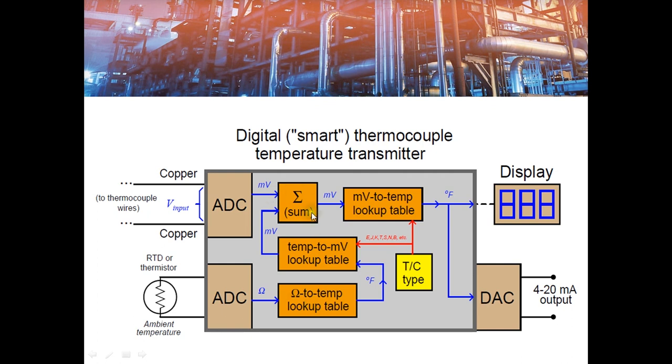So here you can see different lookup tables are used for converting the EMF output of the thermocouple to a temperature value. This is the lookup table that converts the ambient temperature sensor value to a temperature, and this temperature is again converted to millivolts, because each thermocouple has a different EMF output per degree centigrade. The millivolts is added to the actual thermocouple output, and the final output of the sum block is the EMF that is proportional to the hot junction temperature, and this millivolts is again converted to a temperature value by using this lookup table.